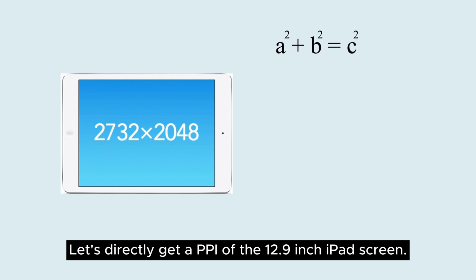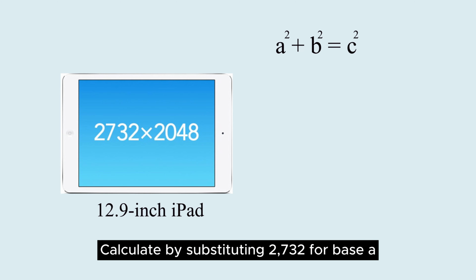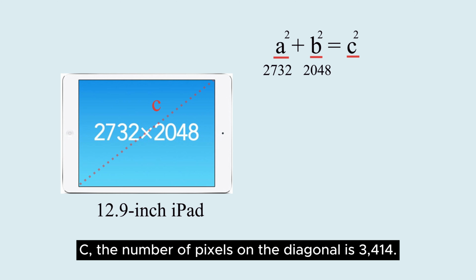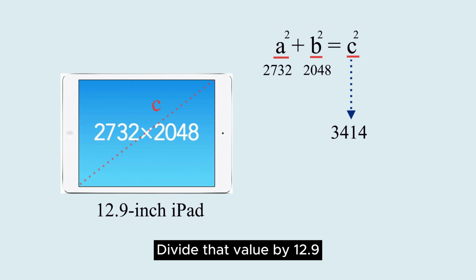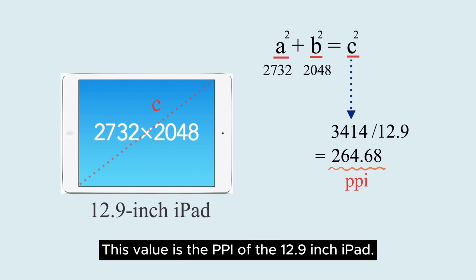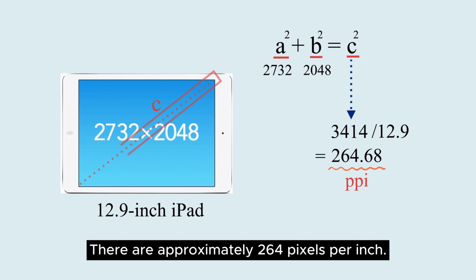Let's directly get a PPI of the 12.9-inch iPad screen. Calculate by substituting 2732 for base A and 2048 for height B in the Pythagorean theorem. See, the number of pixels on the diagonal is 3414. Divide that value by 12.9, which is the screen size. It came out to be 264.68. This value is the PPI of the 12.9-inch iPad. There are approximately 264 pixels per inch.